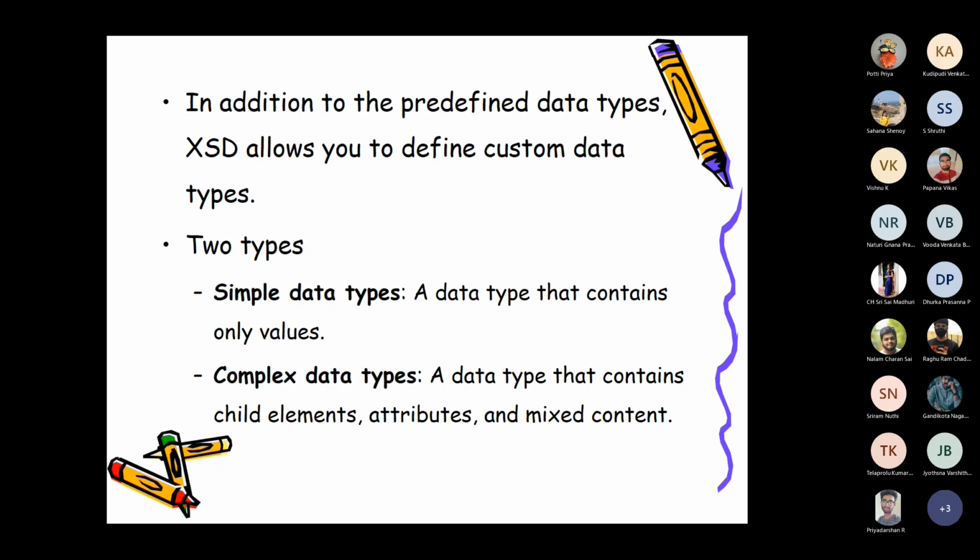In addition to predefined data types, XSD allows you to define custom data types. There are two different kinds you can define: simple data types and complex data types. A simple data type contains only values. A complex data type contains child elements, attributes, and mixed content. So if I wanted to define my own user-defined element, I'm going to use a complex data type. If I'm going to use just a new one which contains only data, with no other elements and attributes, then I will go with simple data types.